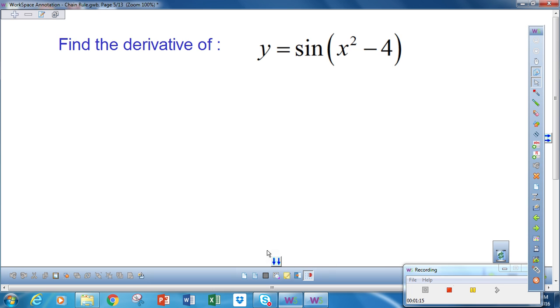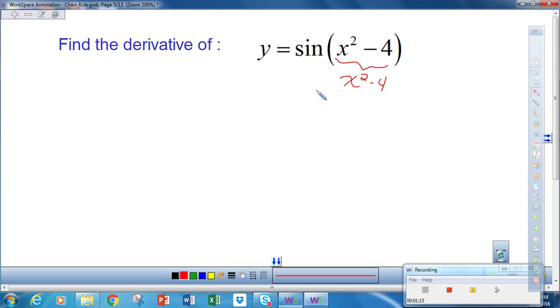Okay, so let's say we have this function. You have to see that this is a composition of two functions. The inner function is x squared minus 4. The outer function is the sine of, let's call this u.